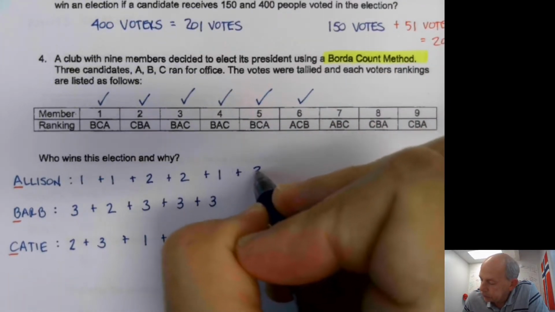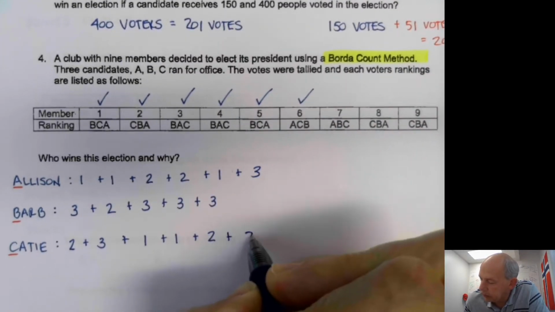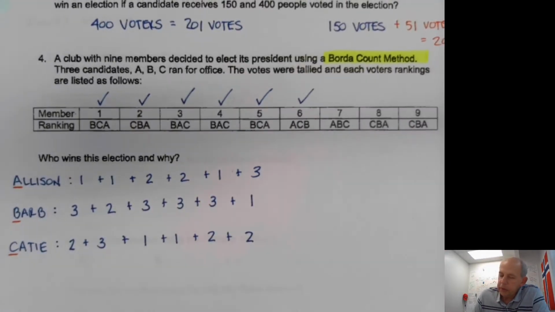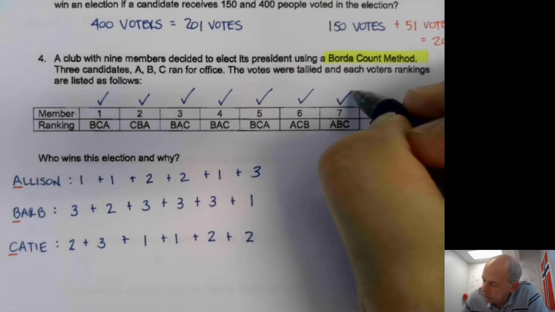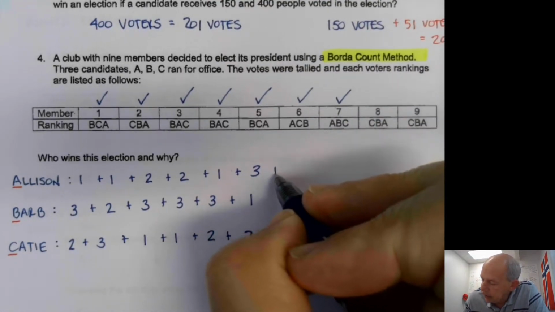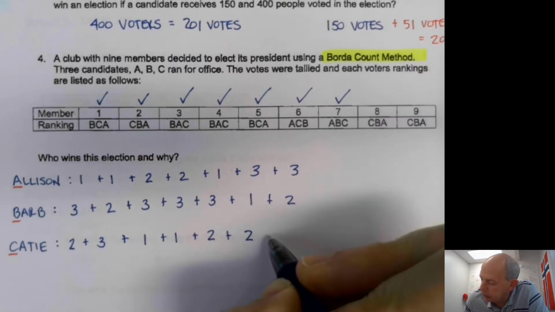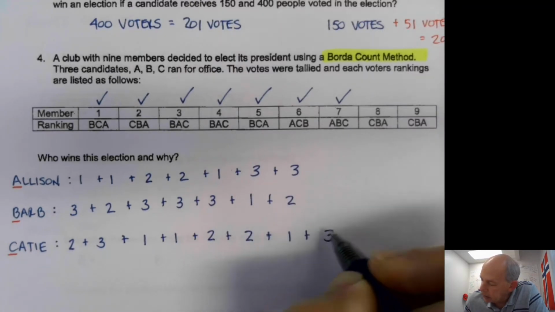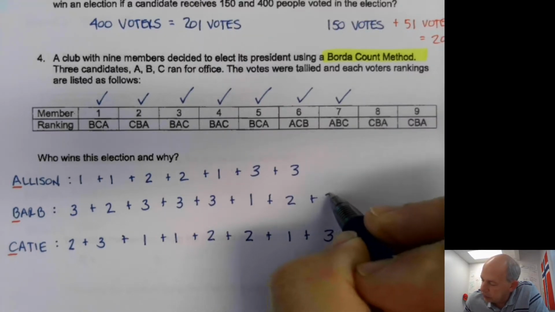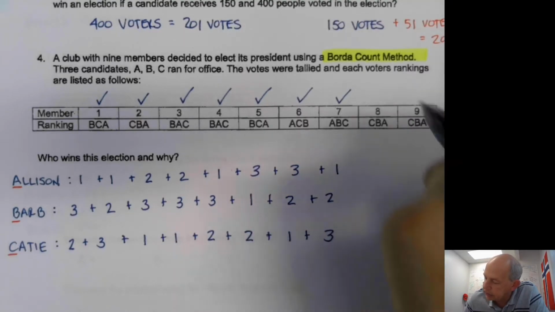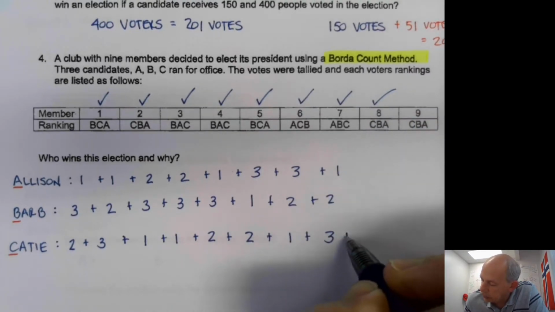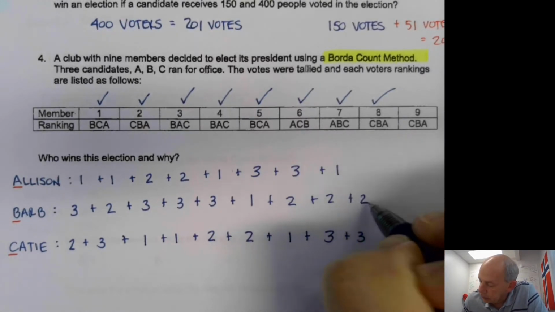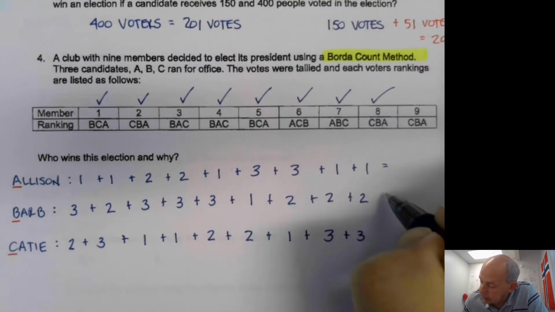Sixth voter, Allison is in first place, 3 points. Katie is in second place, 2 points. Barb is in third place, 1 point. Voter 7 has Allison in first place, Barb in second, Katie in third. Voter 8, Katie in first place, Barb in second, Allison in third place. And voter number 9, the last voter, Katie in first, Barb in second, Allison in last.